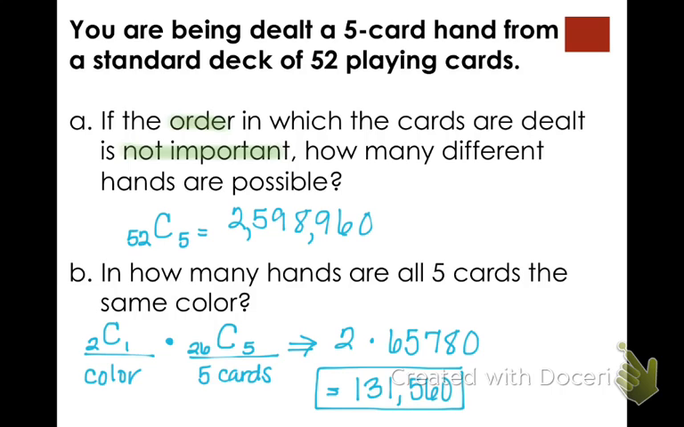You'll notice the odds of that happening would be much higher. We've cut it down from over 2.5 million possibilities in the first one, when I can just have any 5 cards, to now just over 100,000 possibilities. So it makes a big difference when you start putting restraints on those things.